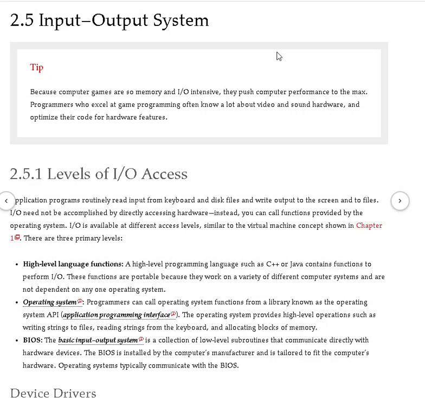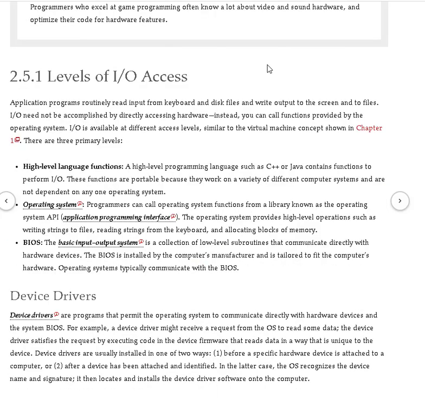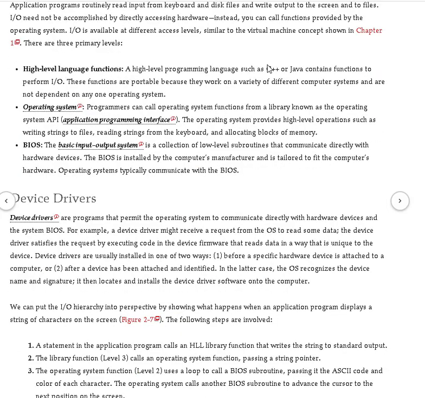Finally, section 2.5 is talking about input-output, otherwise known as I/O. There are several different levels of that. What we as high-level programmers are used to is this top level. In other words, in C++, when you say cout hello world, or in Java, when you say system out println hello world, you're dealing with input-output at a high level, which means you don't have to worry about the details.